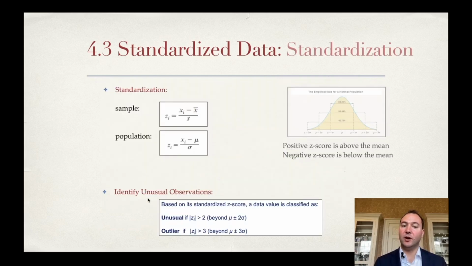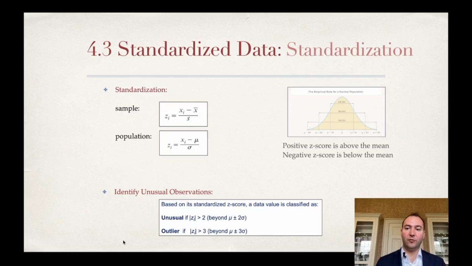This also allows us to identify any unusual observations or outliers. Outliers are defined as any values with a z-score more than 3 or less than -3. In other words, if any individual observation is more than 3 standard deviations away from the center, the mean, we consider that as an outlier of our data. If it's outside of 2 standard deviations, we consider that as just an unusual observation.